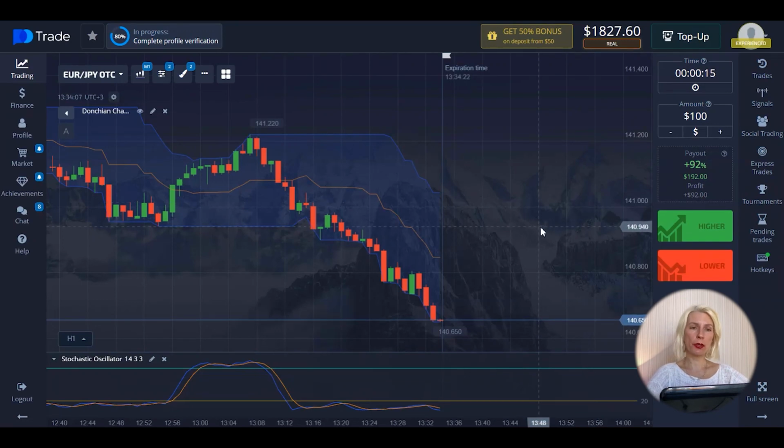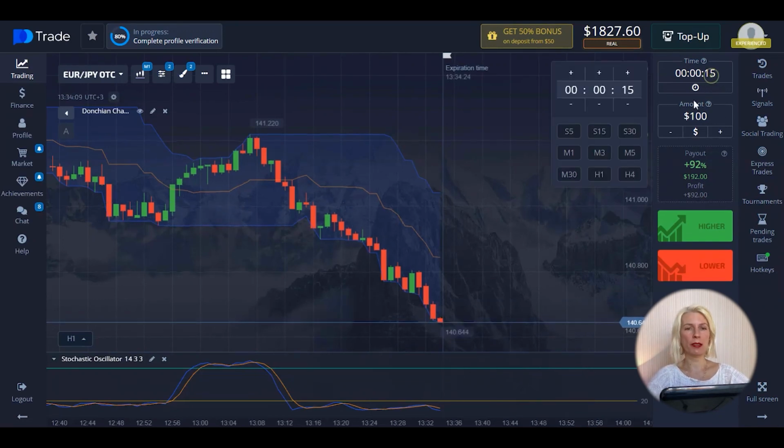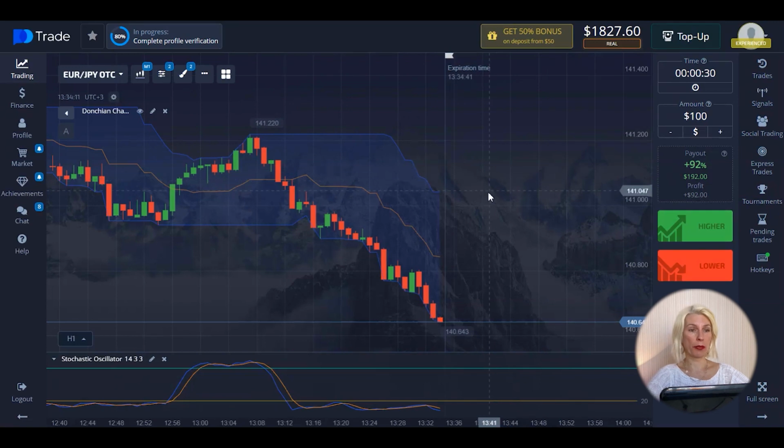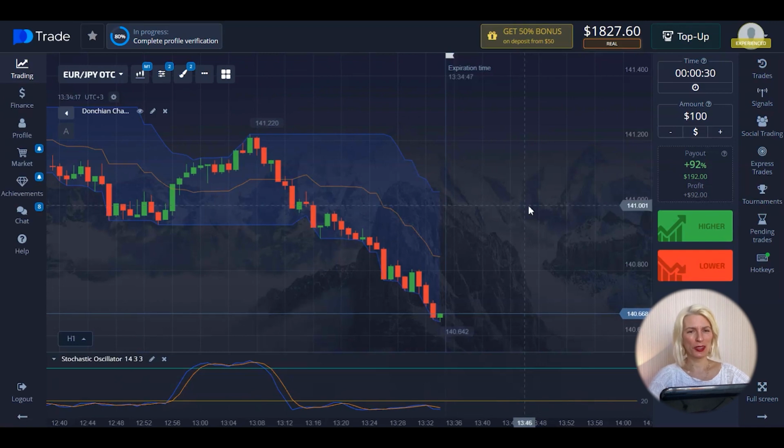And without further ado, let's go to Pocket Option. Today I traded the Euro-Japanese Yen currency pair, and the expiration time is 30 seconds. And this is called time frame in binary options trading, in case you didn't know.